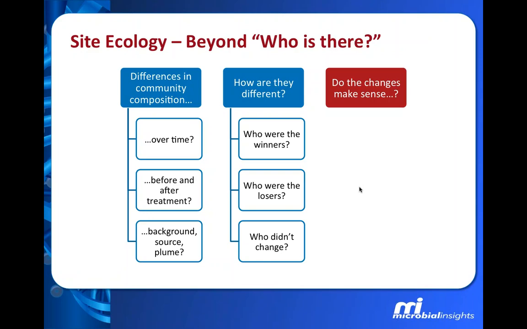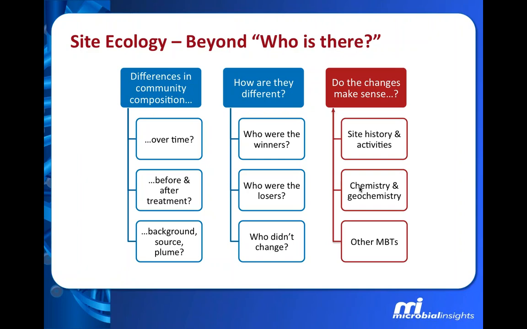And then what organisms really thrived in this environment? If we add this selective pressure by doing some type of treatment or having a contaminant, what microorganisms really grew and thrived under those conditions? Who didn't? Who did we get much lower abundances of, or maybe lost and aren't detecting at all now? And then who didn't change? And then the big thing that we should always ask is, do these changes make sense?